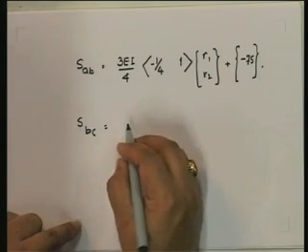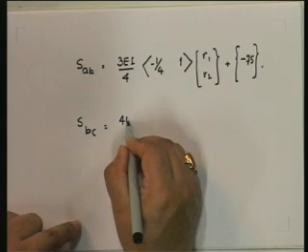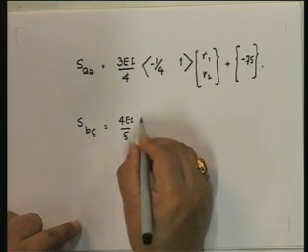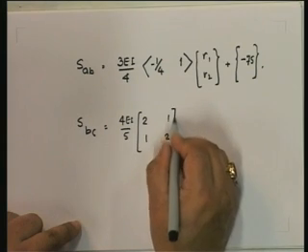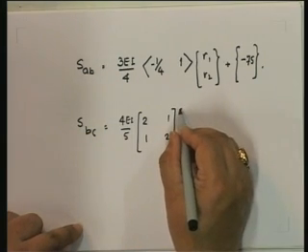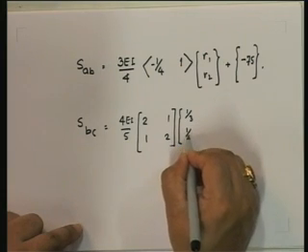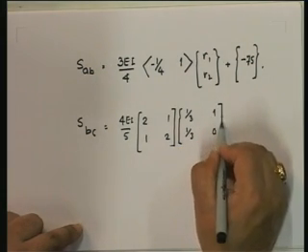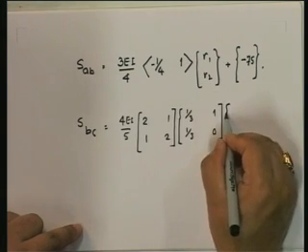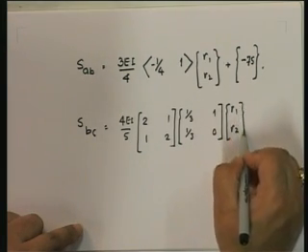Okay, and SBC is equal to 4EI upon 5, 2 1 1 2, into 1/3, 1/3, 1, 0, into R1 R2.